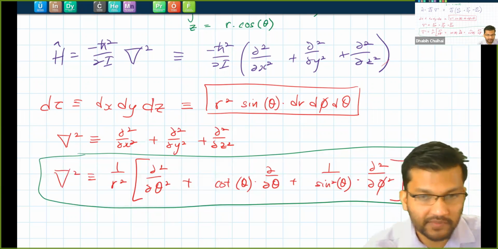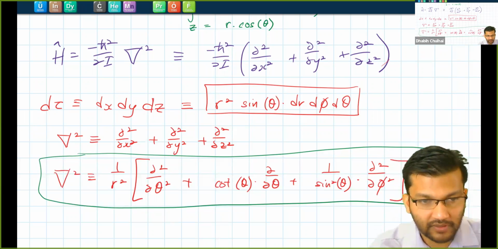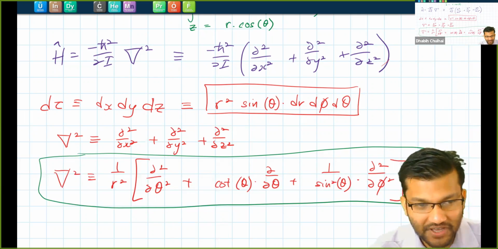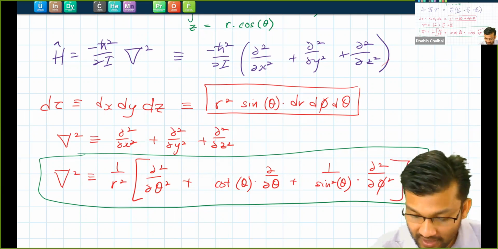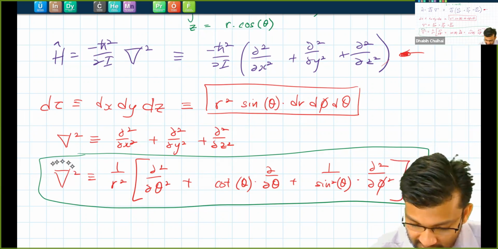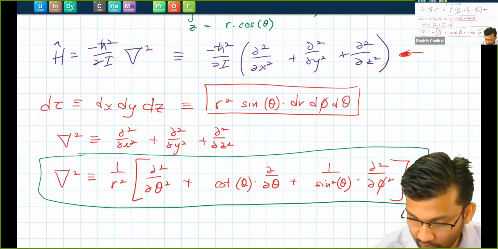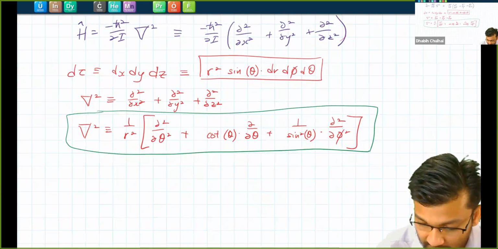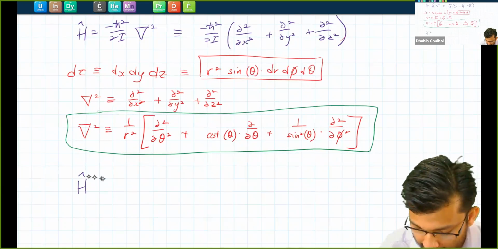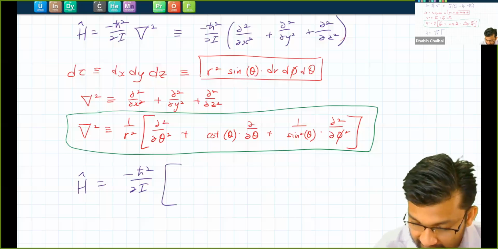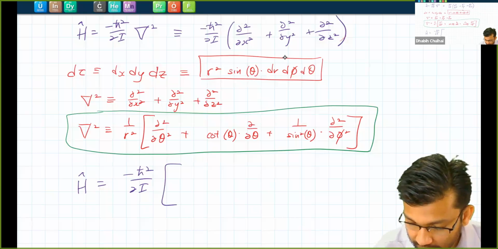So these problems always look a little bit horrible and worse than we started with when we're trying to solve them. But this is the Hamiltonian up here, and we wanted to go to polar coordinates. So this is what this nabla squared would look like in polar coordinates, 3 dimensions. So if I were to rewrite that Hamiltonian, right, it's negative h bar squared over 2I, that part doesn't change. But in here, we have this stuff in the square parentheses.